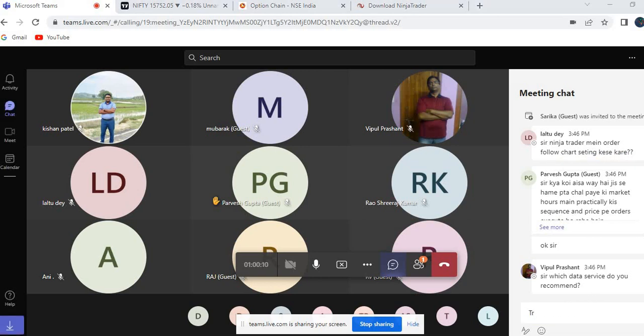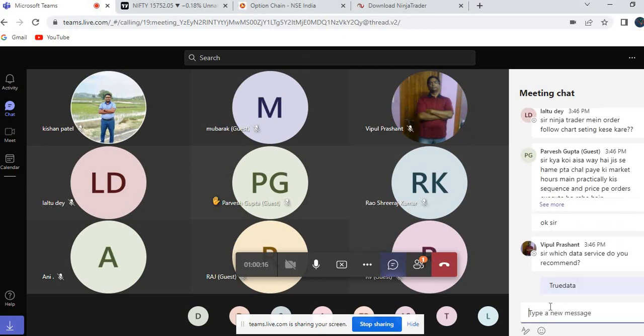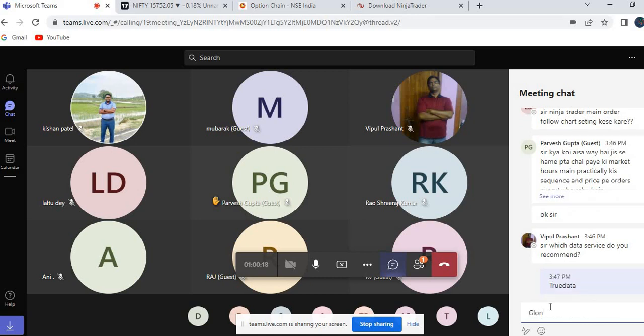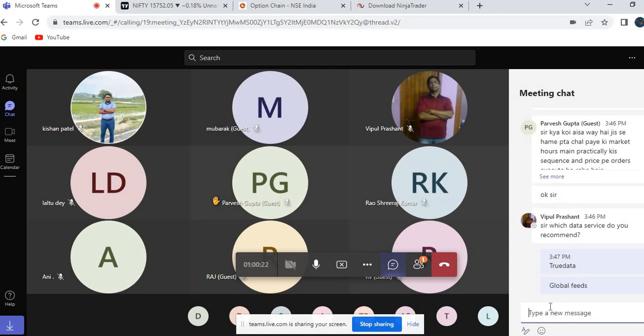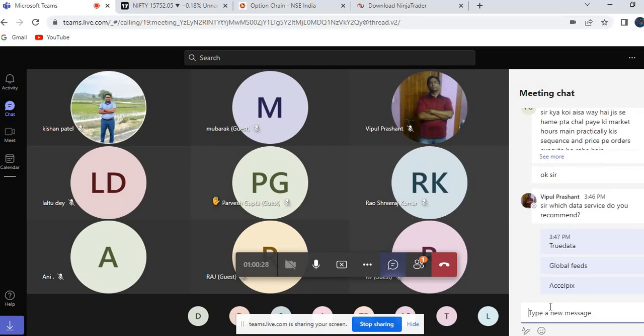I will type it out. First True Data, second Global, and third one is Excel Pix. I personally use True Data on my other PC. On this PC, I have Excel Pix.